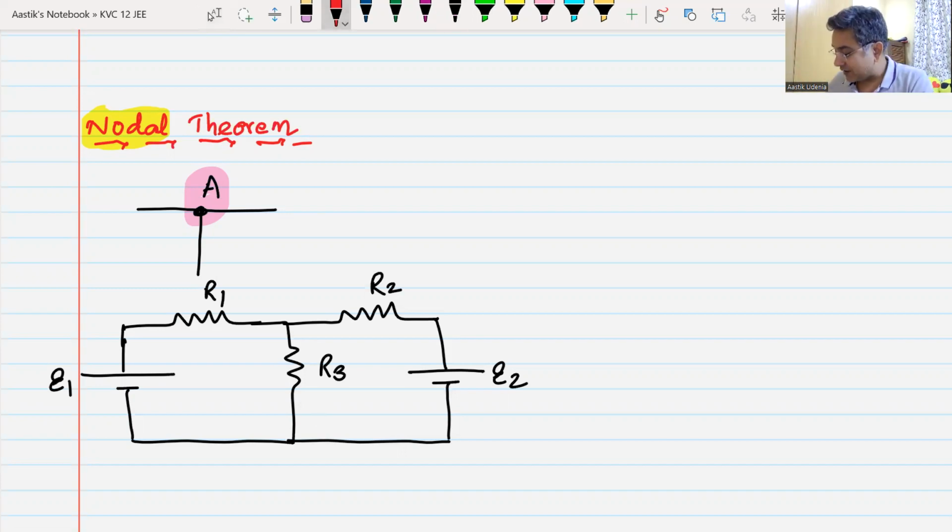I'm going to identify the nodes of the circuit. As you can see, there are two nodes in this circuit. Let me call them A and B. Do not write anything now. I will give you time to write it. Then only you write it.